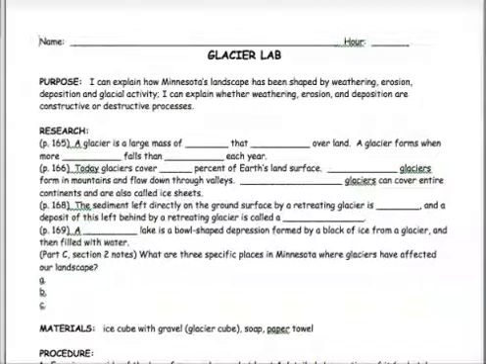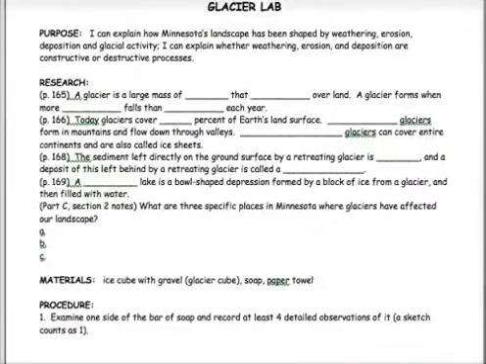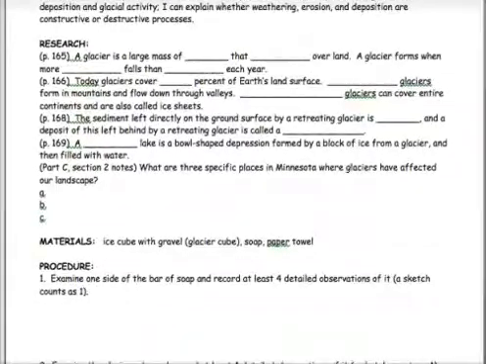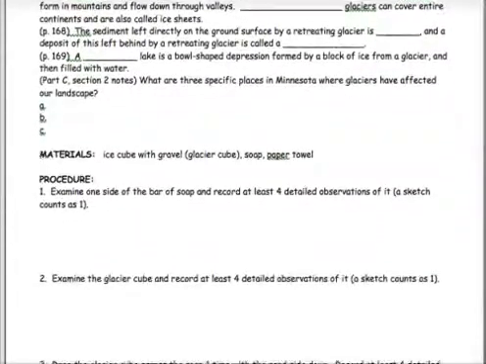The majority of this you can get from your notes except for this one right here, by page 168, the first blank. So you will have to use your book for that one, but the rest of it you can get right from your notes too. It's a fairly basic lab. There's an ice cube that has gravel on the bottom of it, which I'll show you in a second. There's a bar of soap and a paper towel.